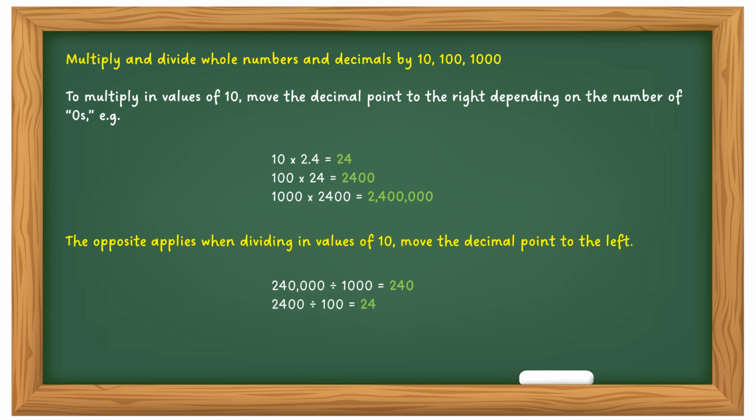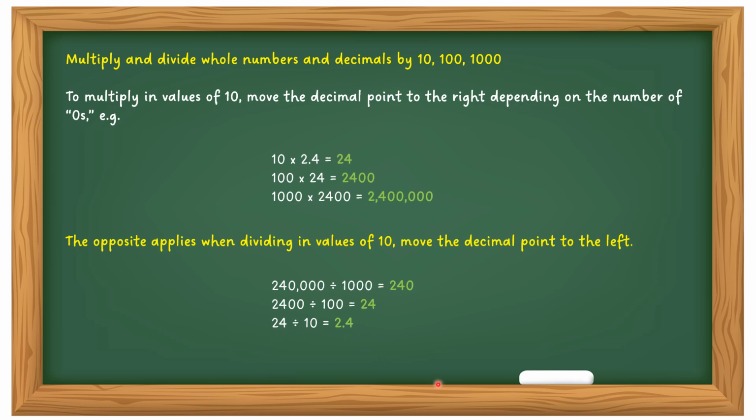You take 2,400 and divide it by 100, and you can see that the answer is 24, because again, there's two zeros in 100, so you just move the decimal point two places to the left, and what's left is 24. And this part here is vitally important. You can see that 24 divided by 10, just like you did with the multiplication, you're moving that decimal point in between the numbers, and you get 2.4.